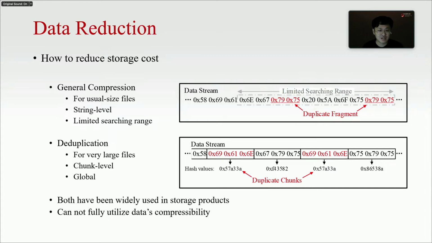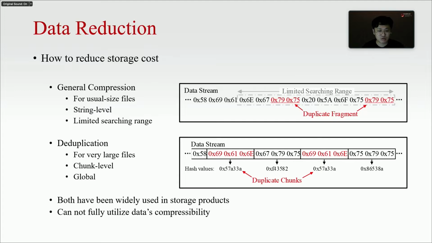And they usually detect and eliminate redundancies at string level. But this kind of approach only finds redundancies in a limited searching range, and thus the compression ratio is also limited. As a result, the major scenarios are Euro-sized files.